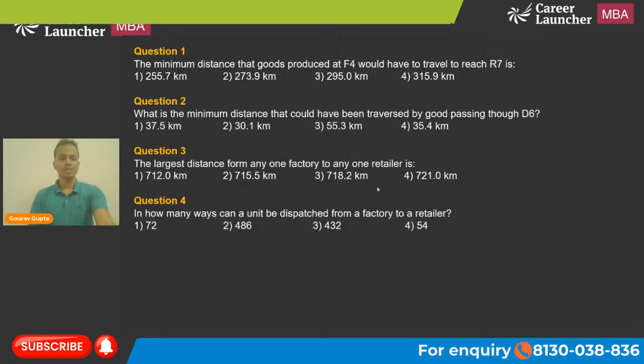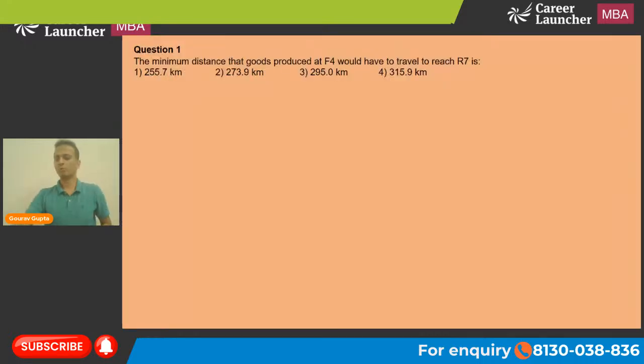Okay. Now let's look at the discussion. You all must have got the answers. I'll take you to each and every question one by one, and I would like you to post your answer. All of you can post your answer to question number one: the minimum distance that goods produced at F4 would have to travel to reach R7. So we'll have to start from factory 4 and reach retailer number 7.